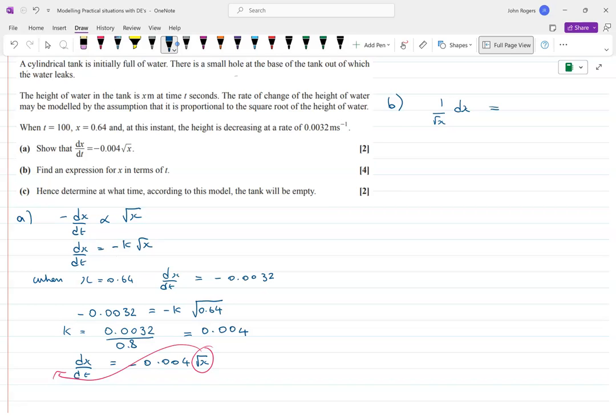and minus 0.004 dt on the dt side, with our integration sign there. Okay, so I'm now going to add this step in, which some of you might feel that you can skip.